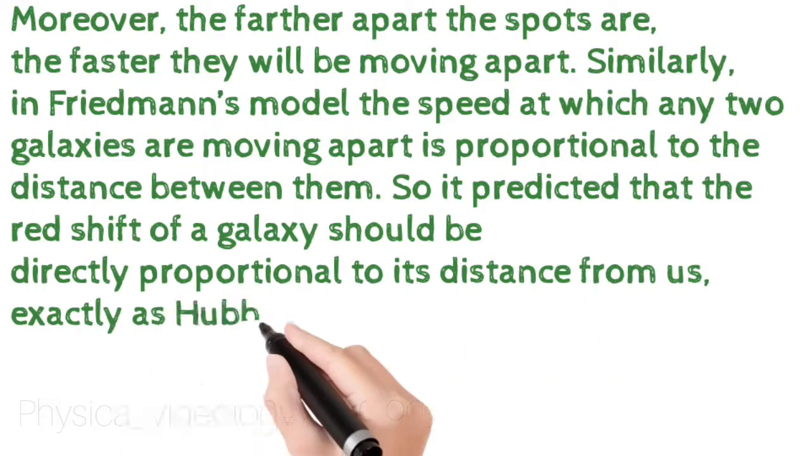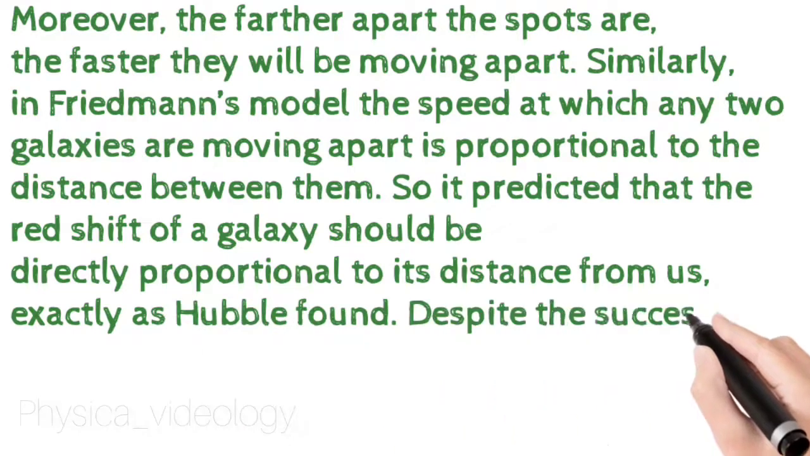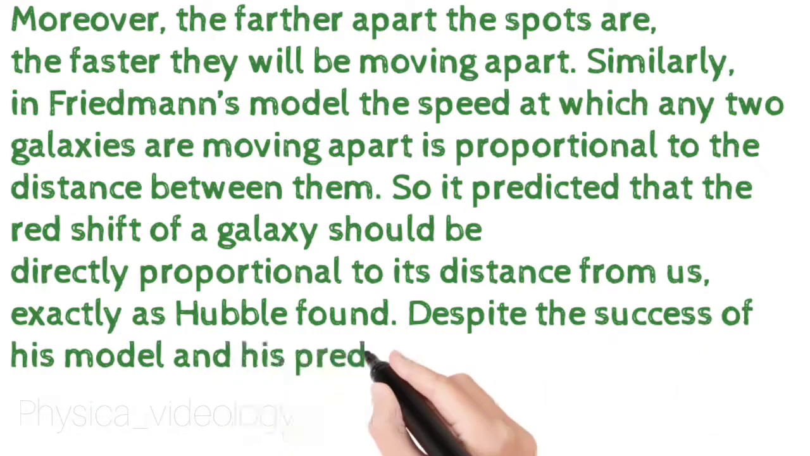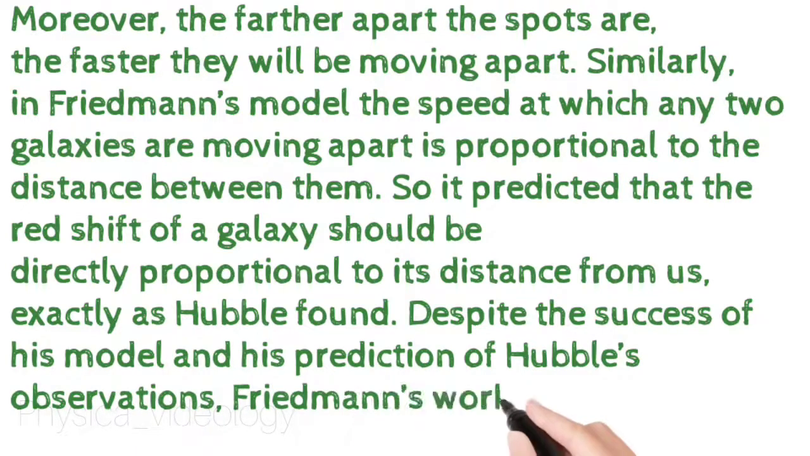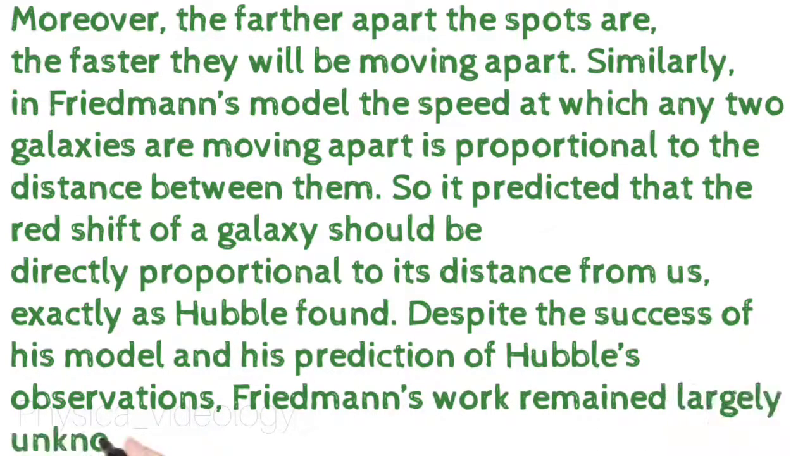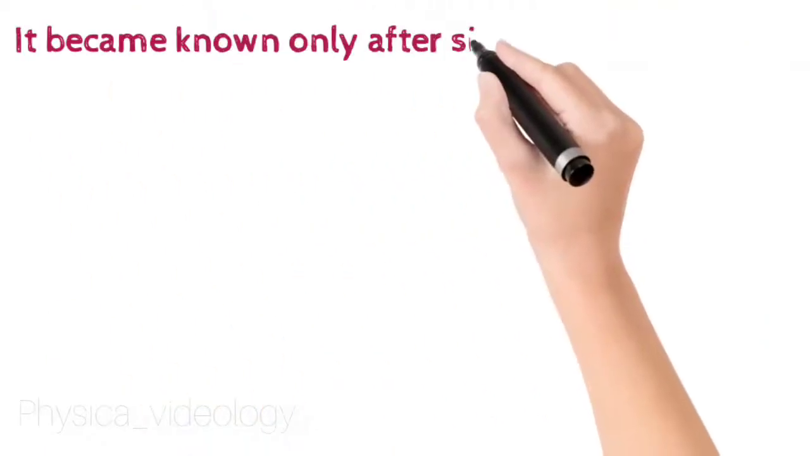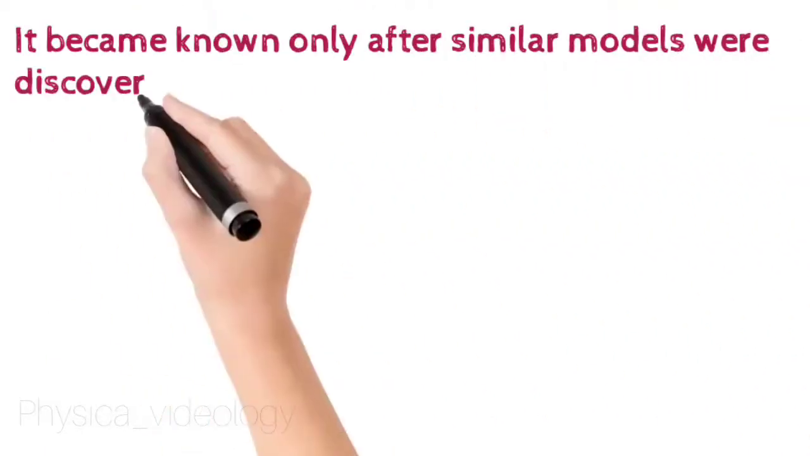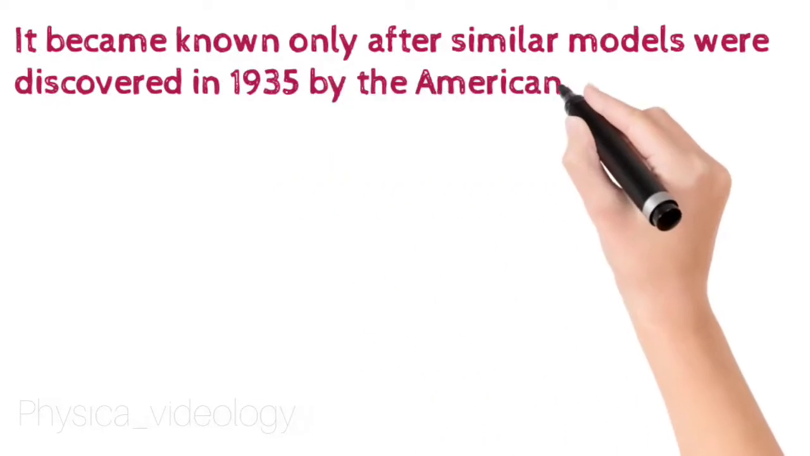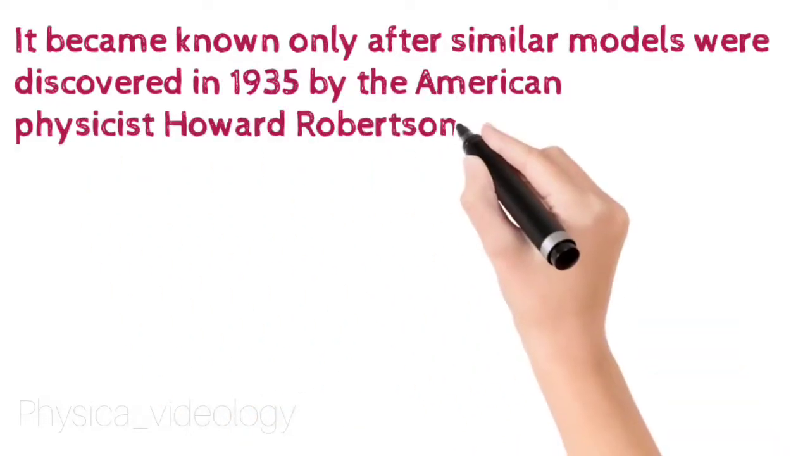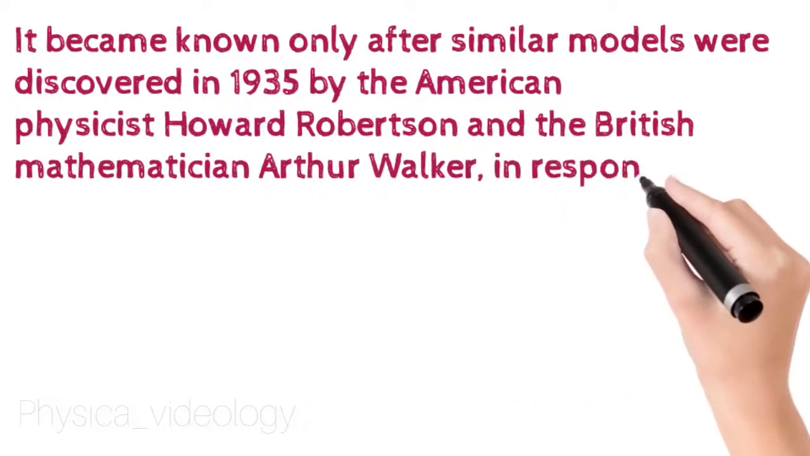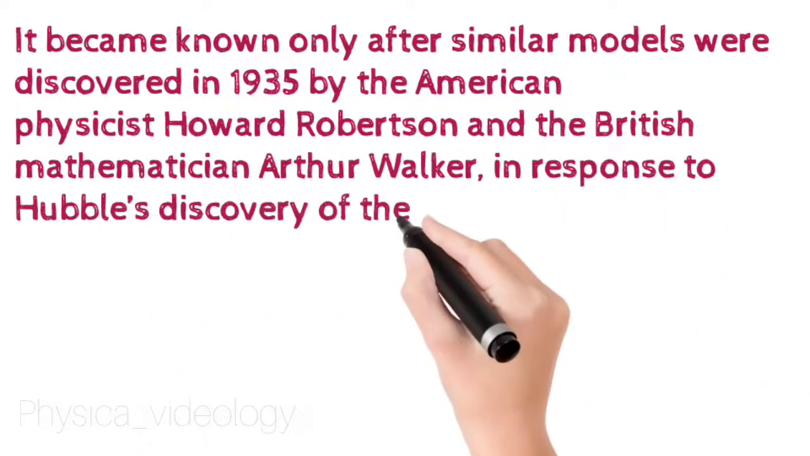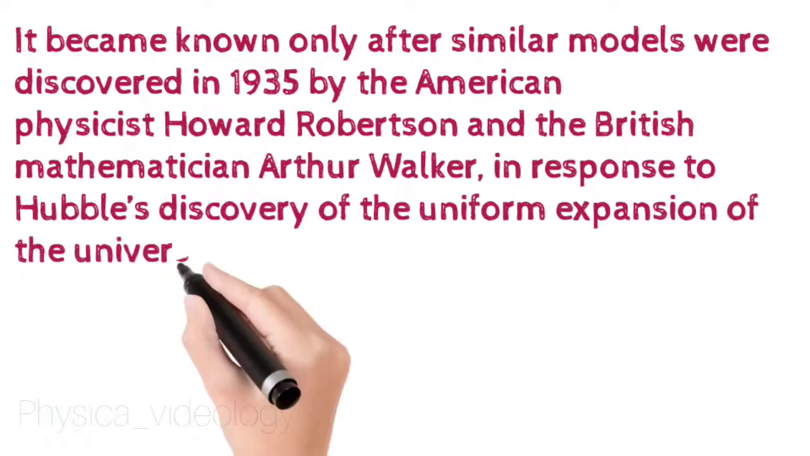as Hubble found. Despite the success of his model and his prediction of Hubble's observations, Friedmann's work remained largely unknown in the West. It became known only after similar models were discovered in 1935 by the American physicist Howard Robertson and the British mathematician Arthur Walker, in response to Hubble's discovery of the uniform expansion of the universe.